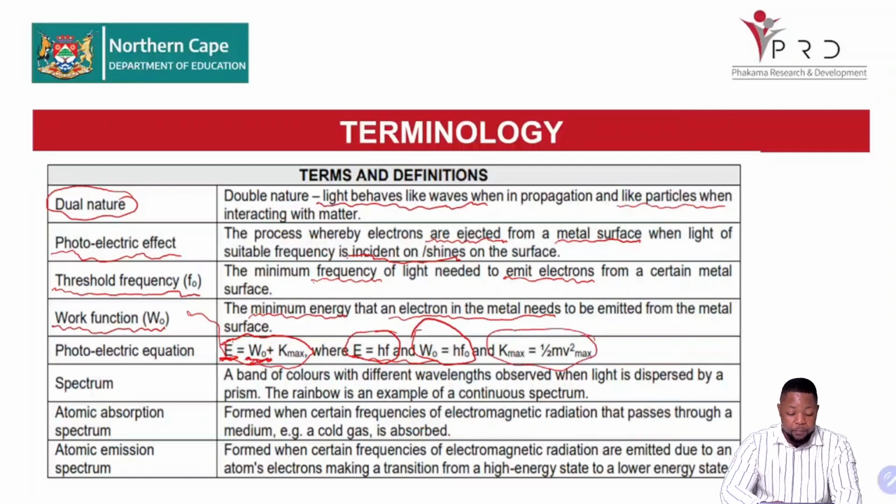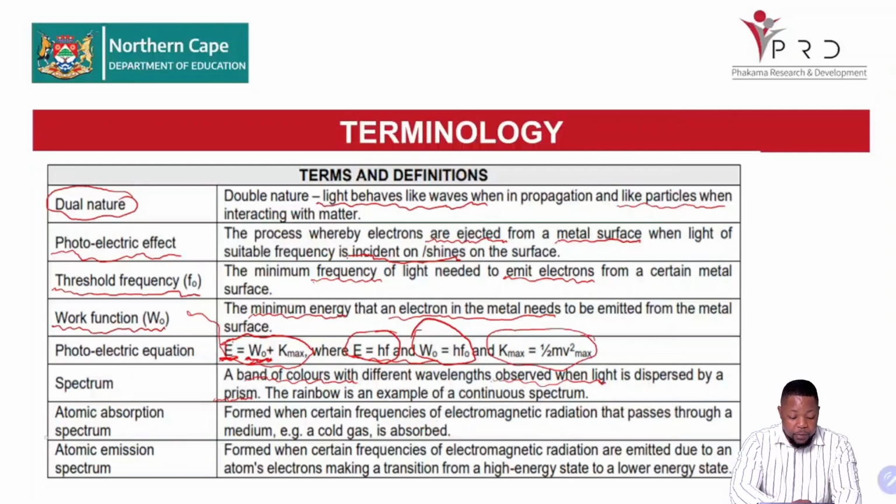The spectrum is a band of colors with different wavelengths observed when light is dispersed by a prism. We are going to see this prism dispersing light as we go on with the lesson. The rainbow is an example of a continuous spectrum. So we need to be able to define the spectrum as a band of colors with different wavelengths observed when light is dispersed by a prism.